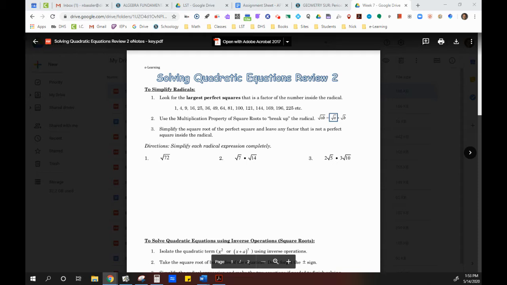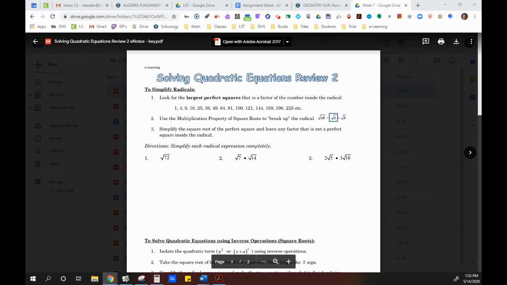So this square root of 49 turns into a 7, and this rad 2 stays a rad 2. So my simplified answer is 7 rad 2. All right, and our last one here, we have 2 rad 5 times 3 rad 10.